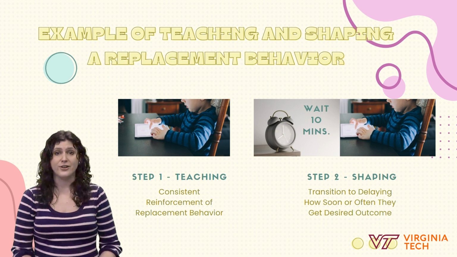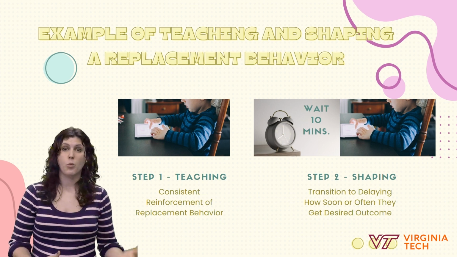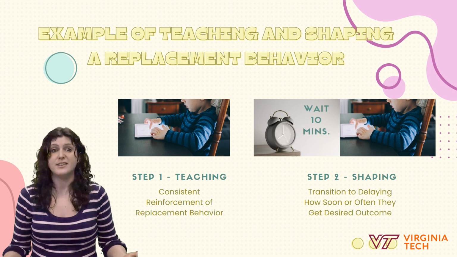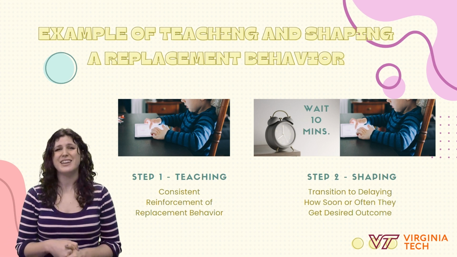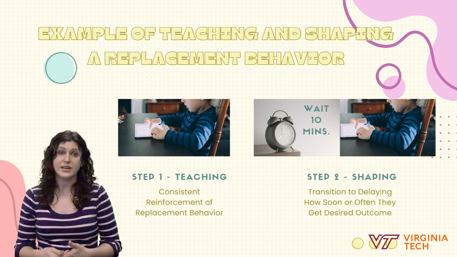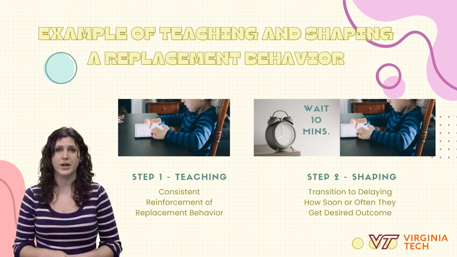Depending on the child, how long you spend in step 1, the teaching phase, versus step 2, the shaping phase, may differ. And sometimes you might even need to go back to step 1 if it seems like the child is slipping back into old habits of using the problematic behavior to get what they want.